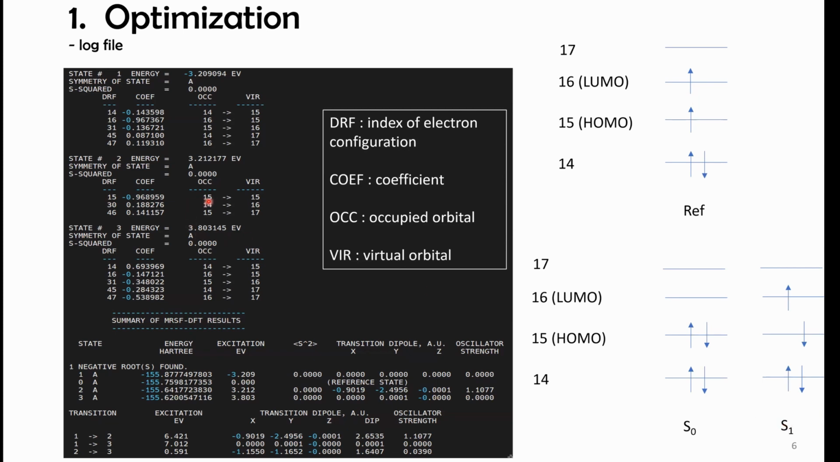So here it says 15 to 15, right? So this alpha electron is flipped in the same orbital, so it forms a beta electron, and the other electron remains the same. So the S1 state is constructed in this way. Can you?